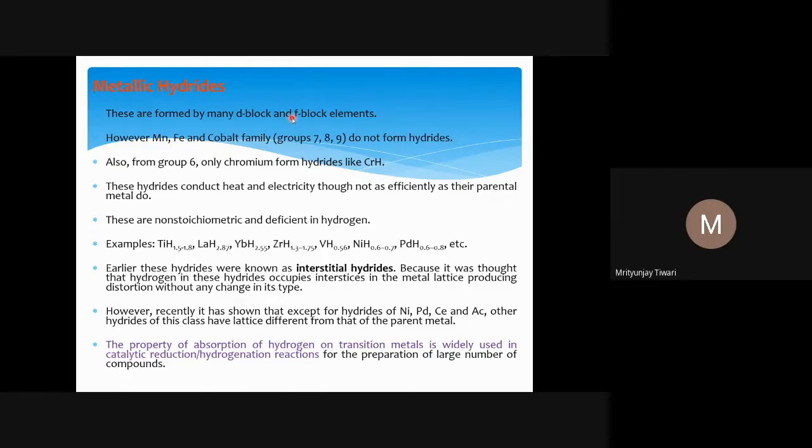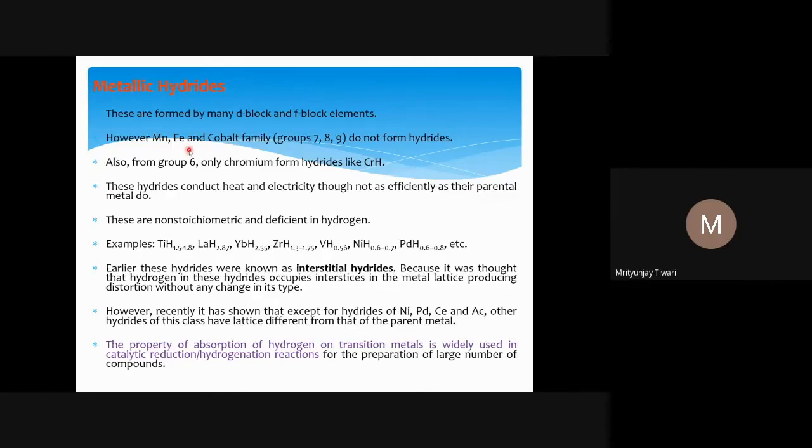As we see, the ionic hydrides do not conduct electricity. Molecular hydrides or covalent hydrides also do not conduct electricity. However, metallic hydrides conduct electricity to a certain extent, though not as efficiently as the parental metal, but they still conduct electricity.